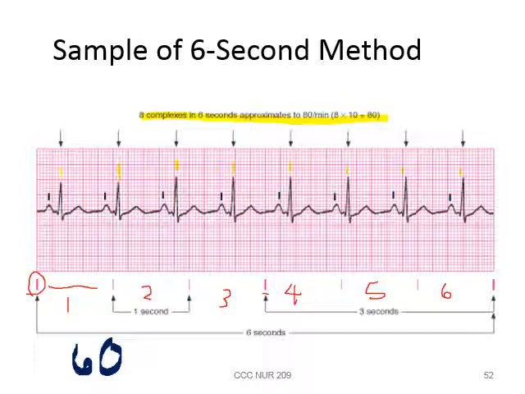So 1, 2, 3, 4, 5, 6, 7, 8 QRS complexes. Our ventricular rate is 80. And I put 60 down here. I didn't write very well on that. I apologize. And our atrial rate is 1, 2, 3, 4, 5, 6, 7, 8. So our atrial rate is also 80.